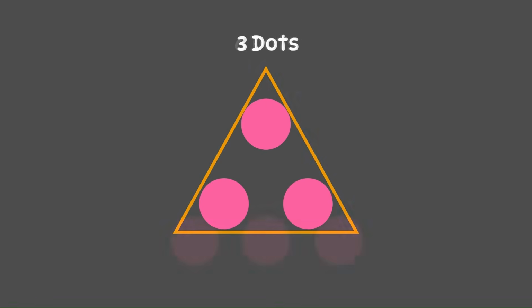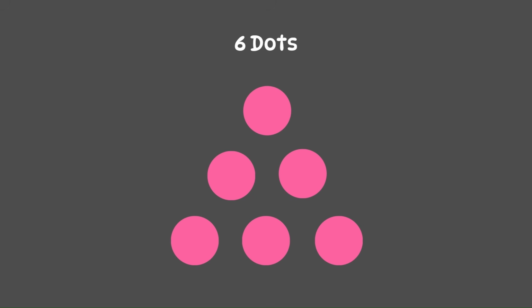Now we have six dots, and they can be arranged using three rows. One dot on the first row, two dots on the second row, and three dots in the third row. This also forms a triangle. So 6 is a triangular number.